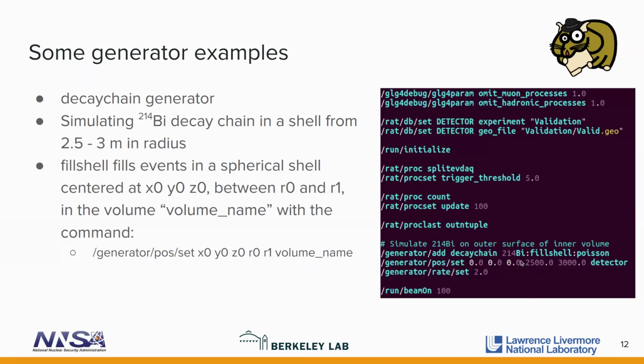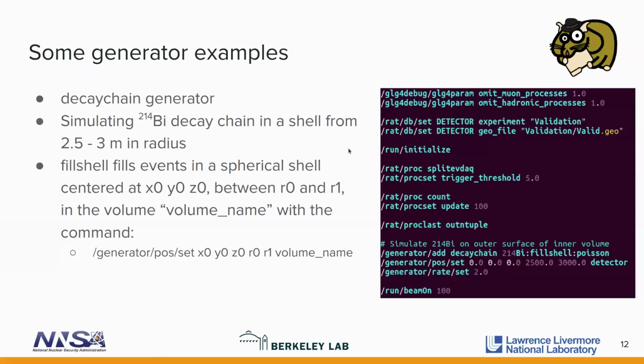Does the detector need to match the same geometry as the fill shell, or what if they're different shapes? Then it will just produce events within the shell that is also within the geometry that you specified. Bismuth 214 will decay then afterwards to something else, so the chain will carry on.